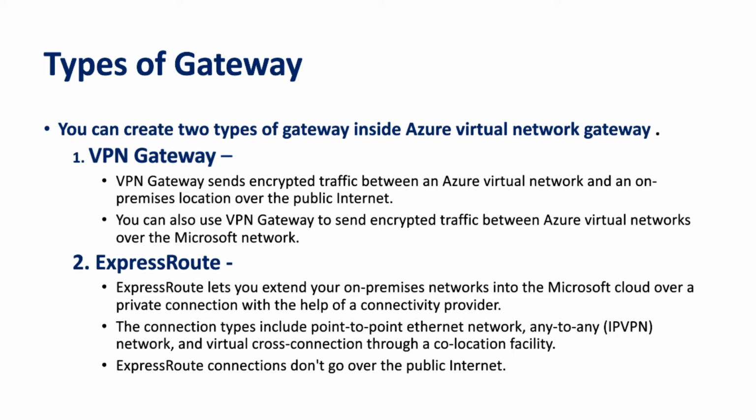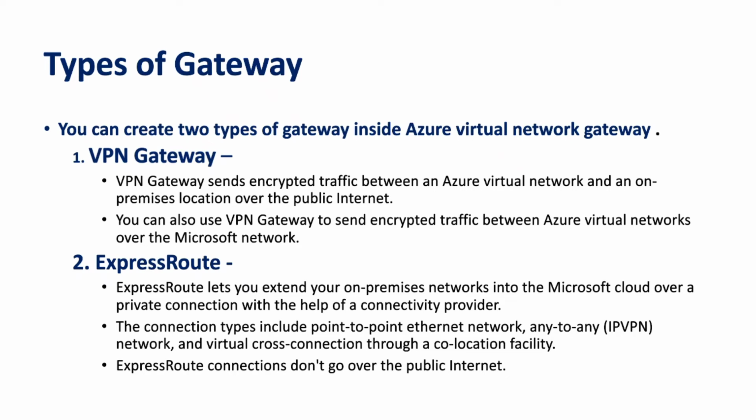So what is a VPN gateway? A VPN gateway sends encrypted traffic between an Azure Virtual Network and an on-premise location over the public internet. You can also use a VPN gateway to send encrypted traffic between Azure Virtual Networks over the Microsoft network.